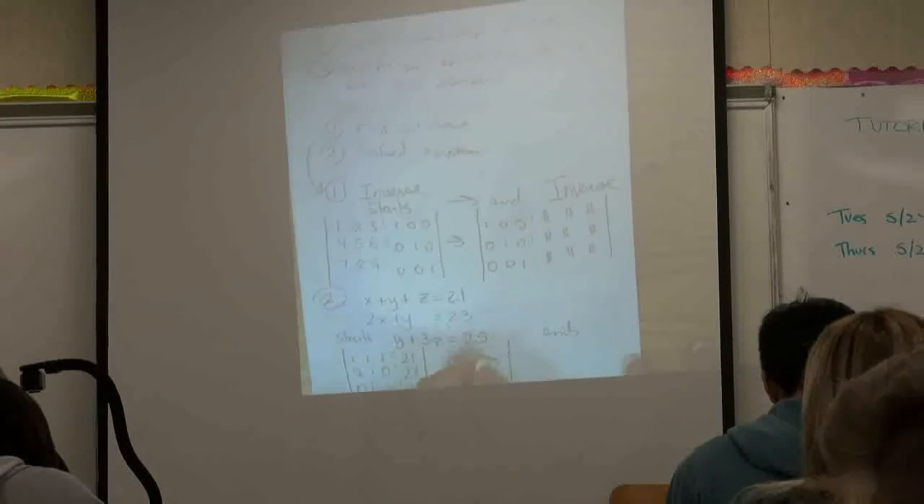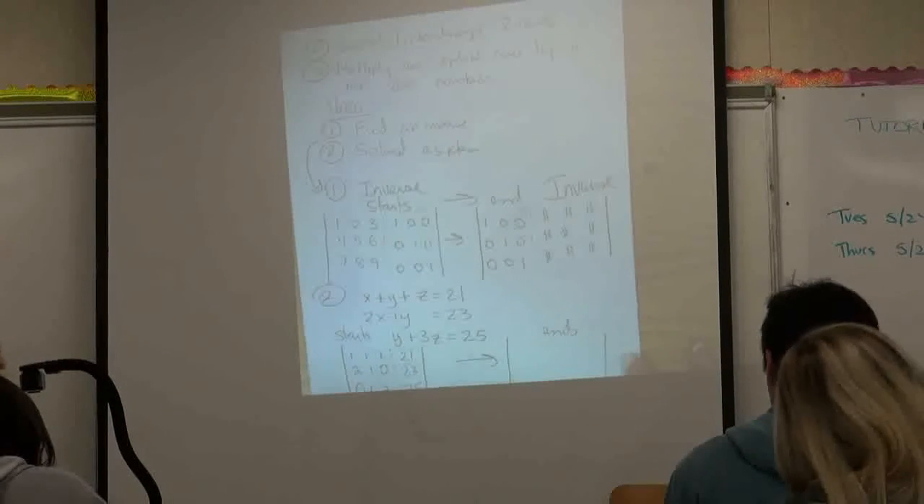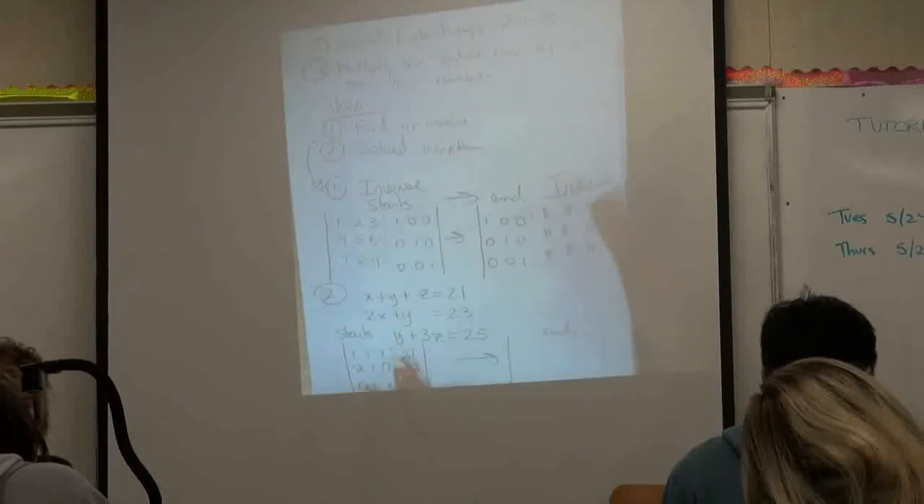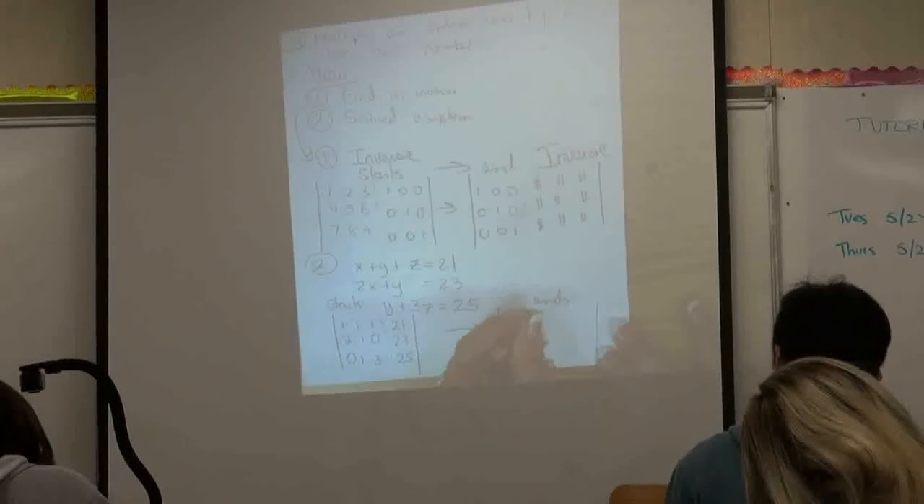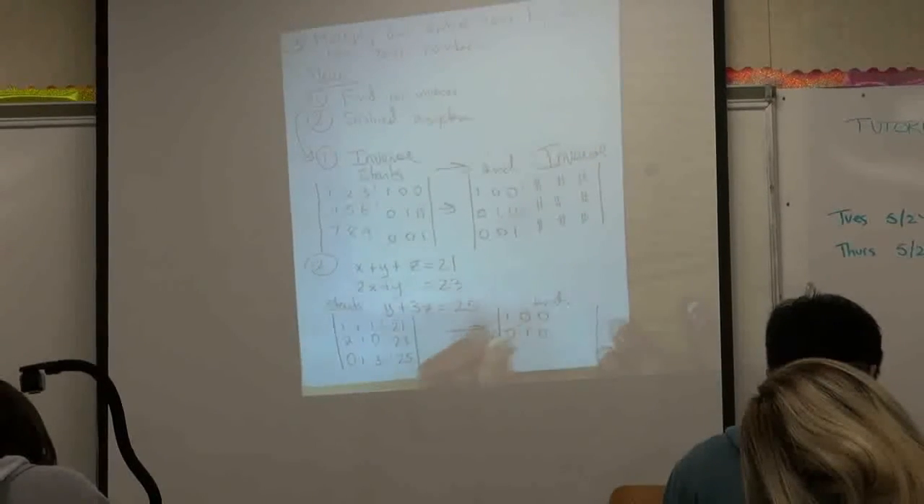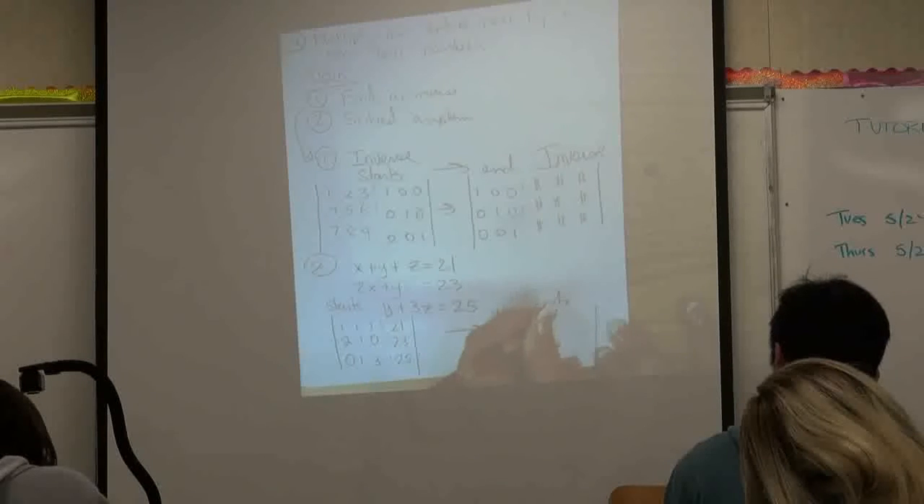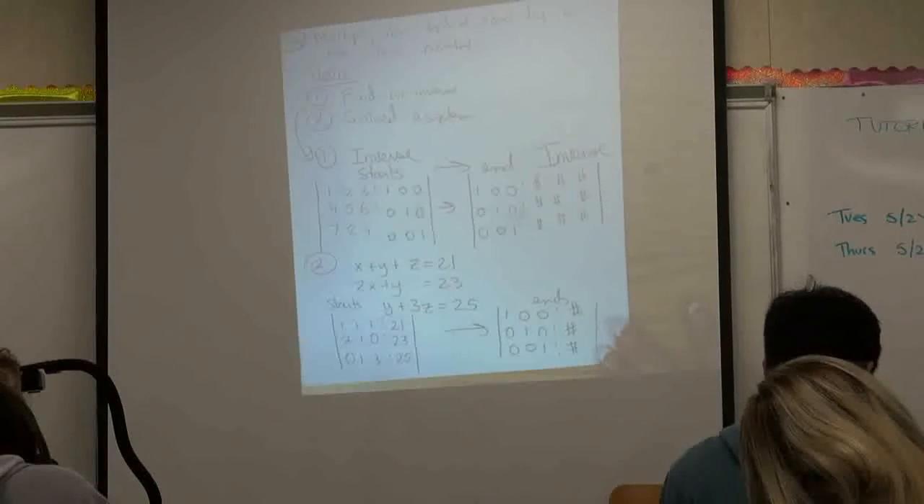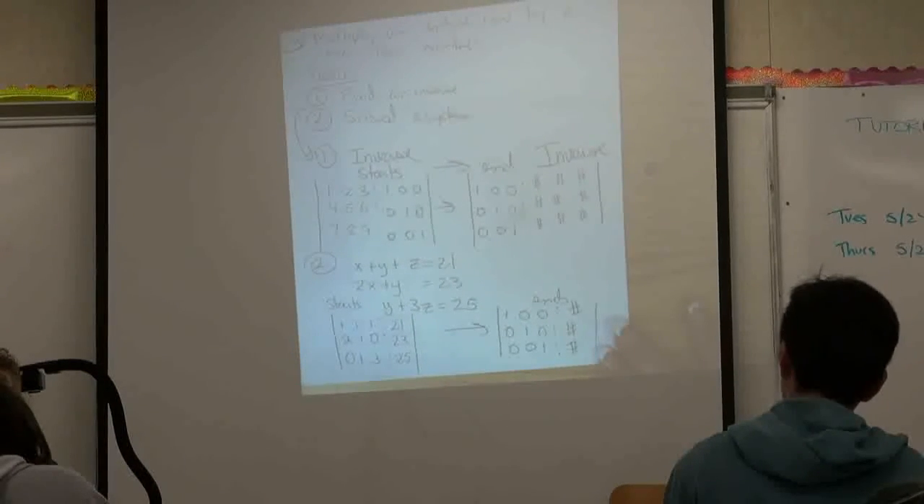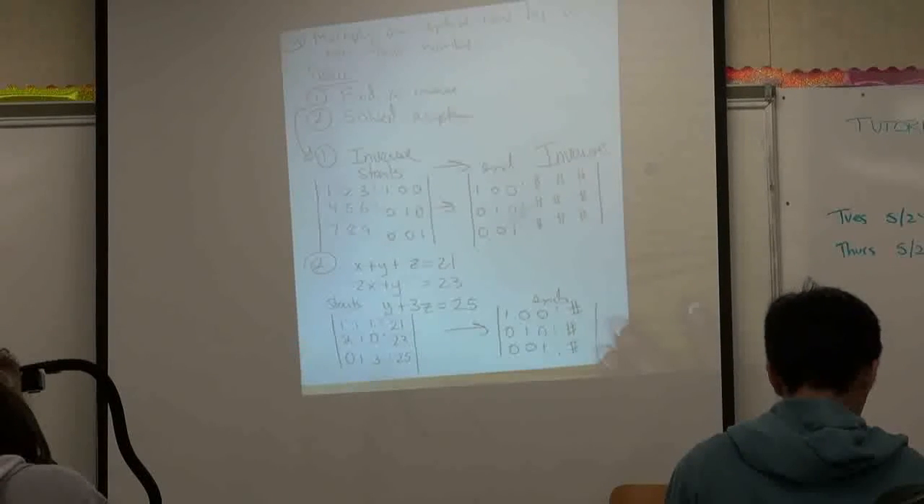You performed row operations on it, turning the left side into the identity matrix. And whatever you ended up with on the right side became the solution to your system.